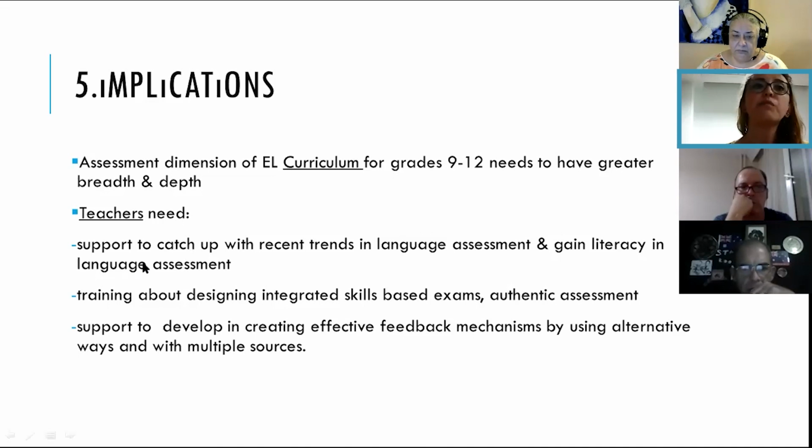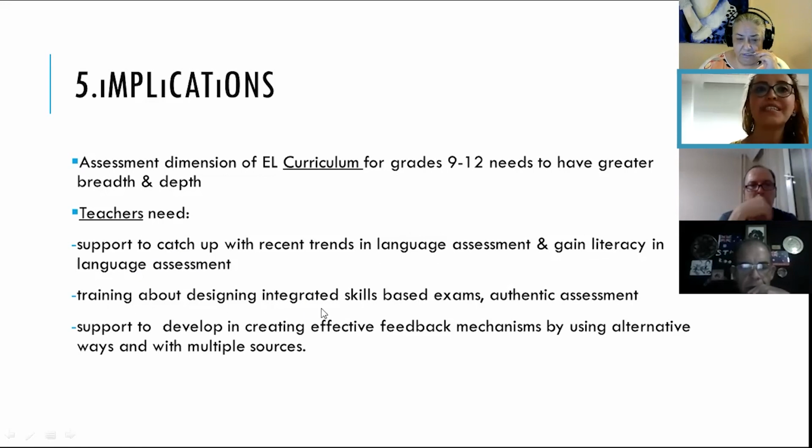Teachers need support to catch up with recent trends in language assessment and gain literacy in language assessment as well. They need training about designing integrated skills-based exams and also the use of authentic assessment.